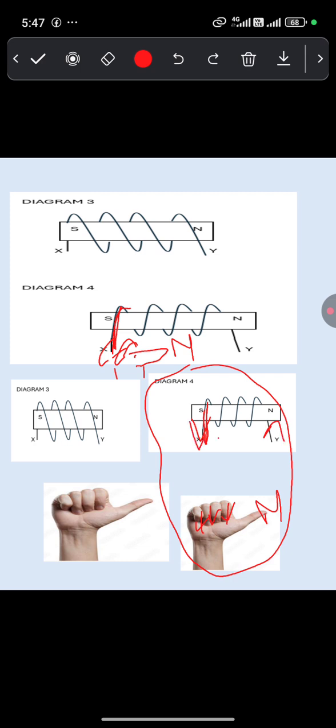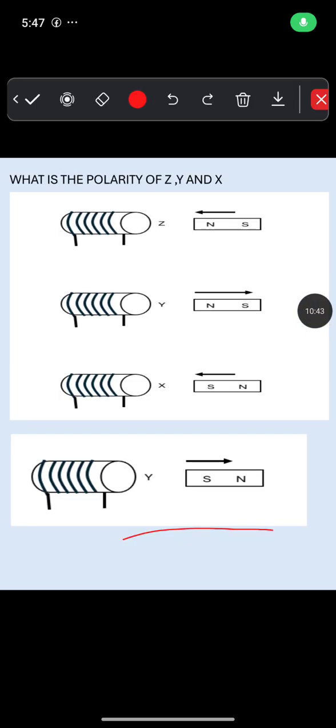But what is the direction of the current? If I'm saying up and I'm saying down like this, it means it moves from where? From here until we go to X. So the direction is from Y up to what? Up to X. In this case. So this is how we determine the direction of current using the right hand.